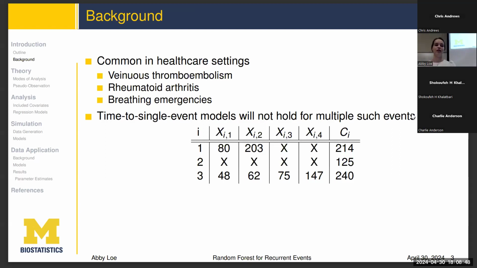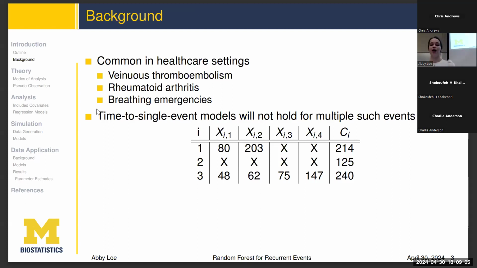So single time to event models that we've developed for things like cancer or car crash or fatality type data don't work for multiple such events. We're going to need a completely new way of analyzing this data.